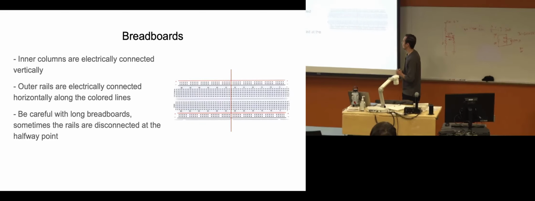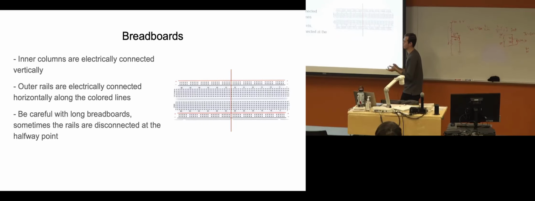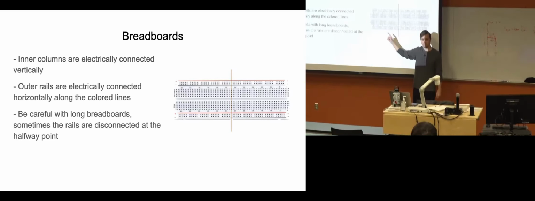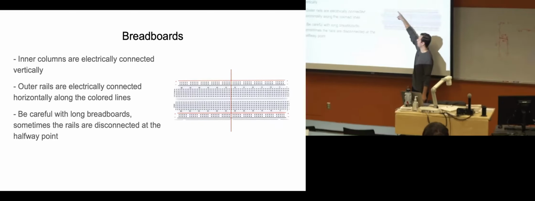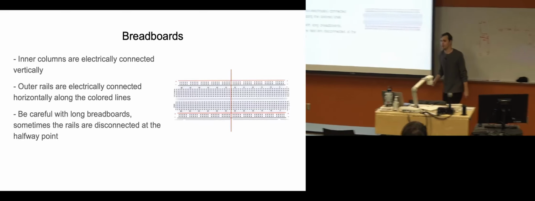One thing to know, though, sometimes when you have these long breadboards, I think you might have smaller ones, but we definitely have longer ones, sometimes the rails are not connected across the middle. So you could connect your ground to your board here and then be using it for some components here. Try and grab it on this side, and it's not actually going to give you a ground connection.